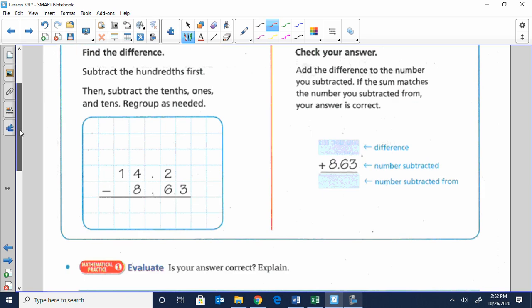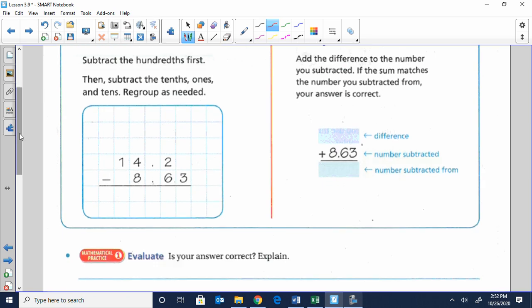So we're going to go ahead and subtract the next problem, which is 14 2/10 minus 8 63 hundredths. We've lined up the decimals. And just like we did with adding, when there is a place value that is missing a number, you can place a 0. So we're going to put a 0 in the hundredths place for 14 2/10 and make it 14 20 hundredths.